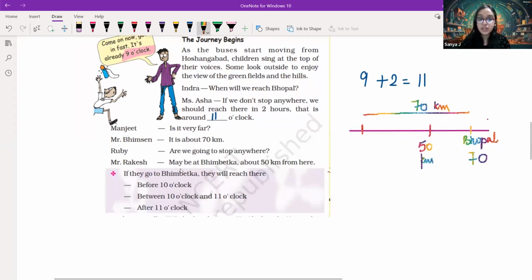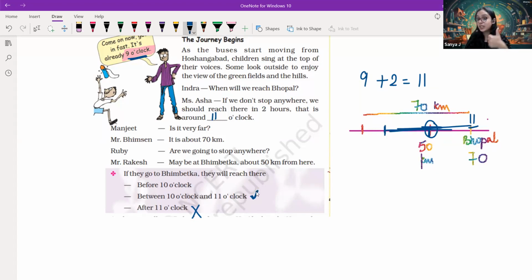Okay, so if they go to Bimbetka, they will reach there before 10 o'clock, between 10 o'clock and 11 o'clock, or after 11 o'clock. Okay, so we know that they might reach Bhopal at somewhere 11 o'clock. So reaching Bimbetka after 11 o'clock, that is not possible, right? They start their journey at 9 o'clock, which means that if it is 50 kilometers away, they might reach Bimbetka between 10 to 11 o'clock, right? Correct, everyone? So, definitely option number 2 is absolutely correct.